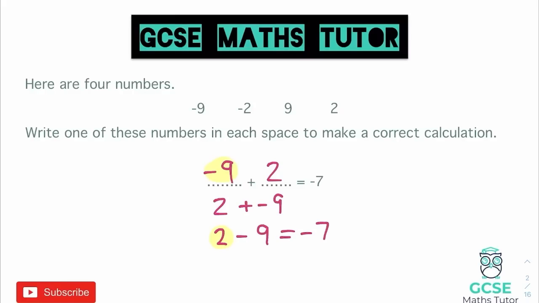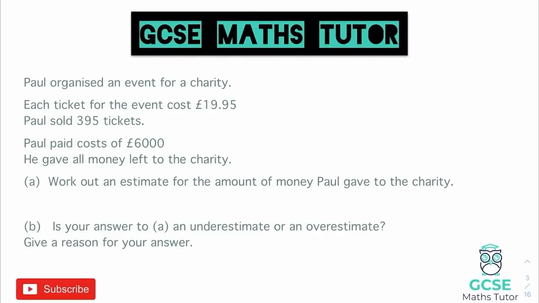Okay, so in this question we've got some estimation. It says here, Paul organised an event for a charity. Each ticket for the event cost £19.95 and he sold 395 tickets. Paul paid costs of £6,000 and he gave all the money left to the charity.